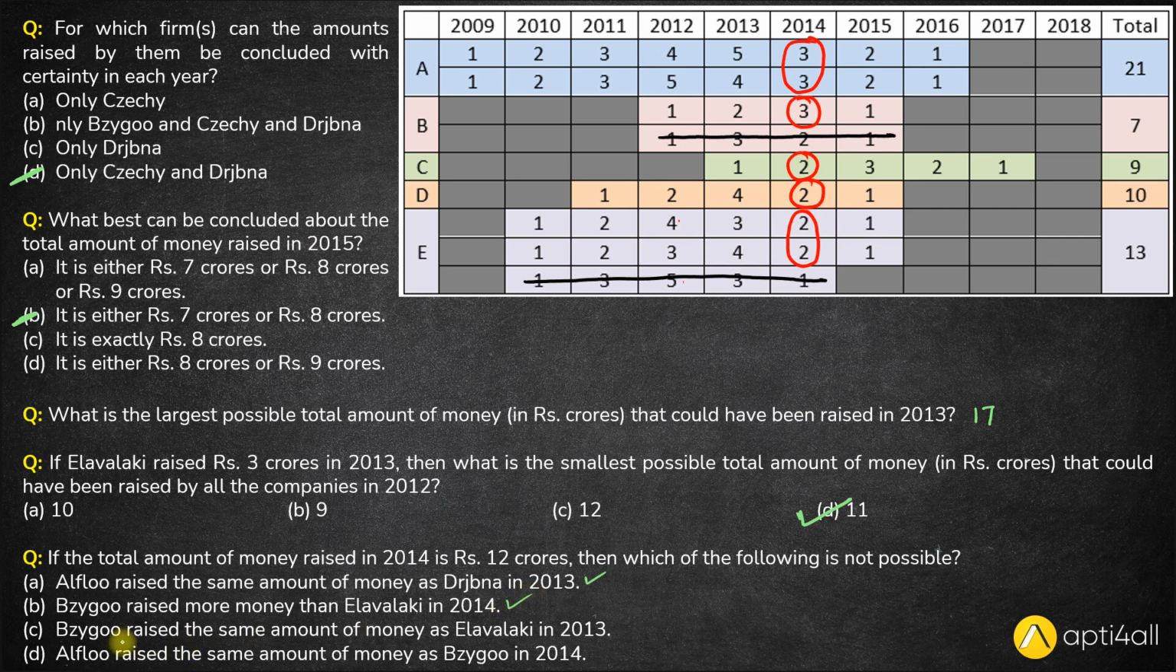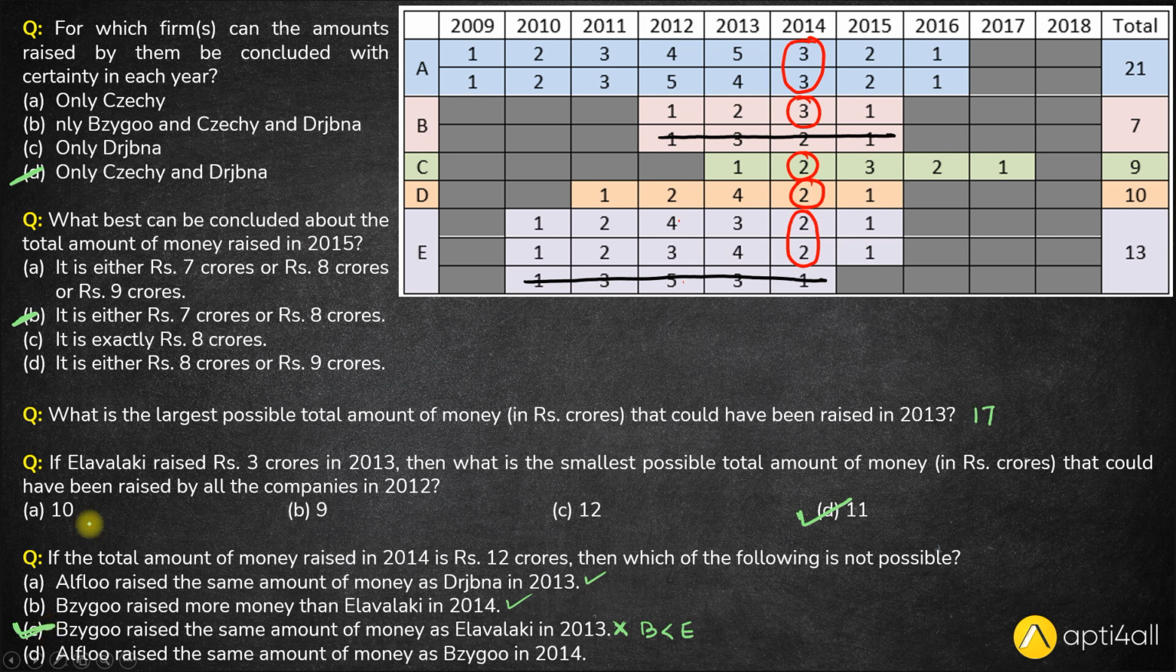Fine. Next, option C. B raised the same amount as E in 13. So in 13, B raised exactly 2 crores. And then we have E raising either 3 or 4 crores. So B raising 2 crores is going to be definitely less than E raising either 3 or 4 crores. So B raised the same amount as E is not possible. B will definitely be less than E. So this is definitely false. This is not possible. So your answer will be option C. Statement C is not possible.